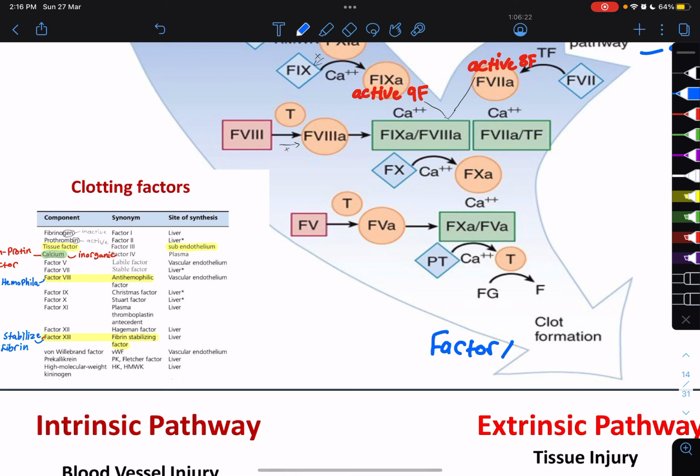Did you see the two pathways, how the two pathways are coming? And how the common pathway is formed? And how finally the fibrin is formed? Alright? Any problem in this diagram?